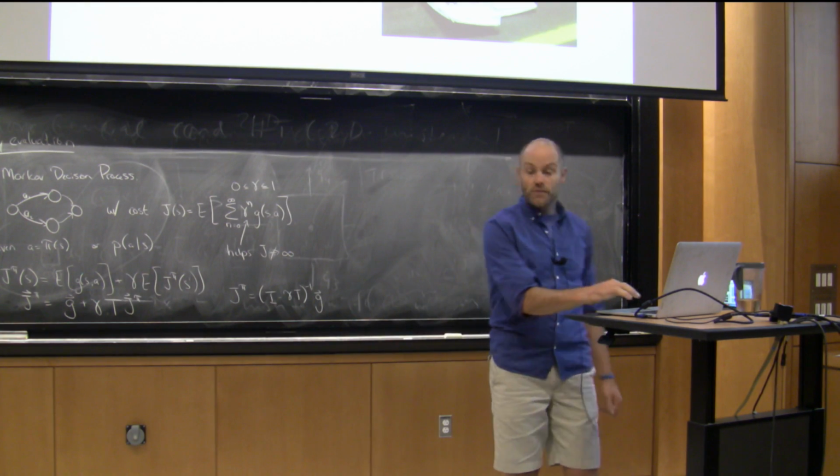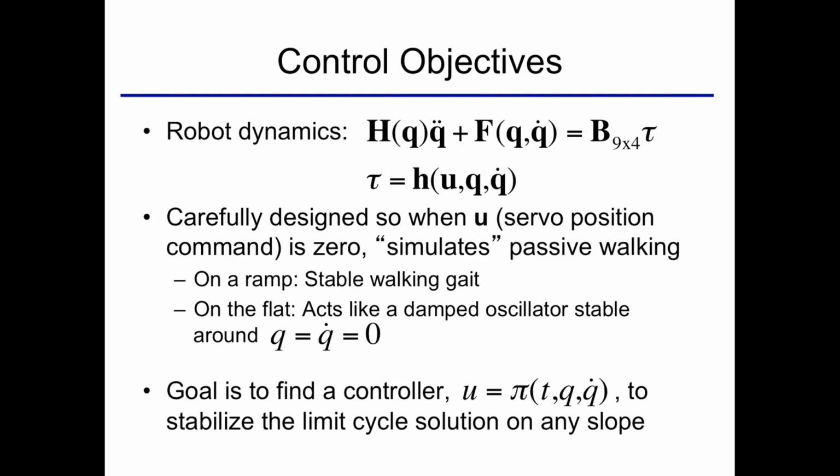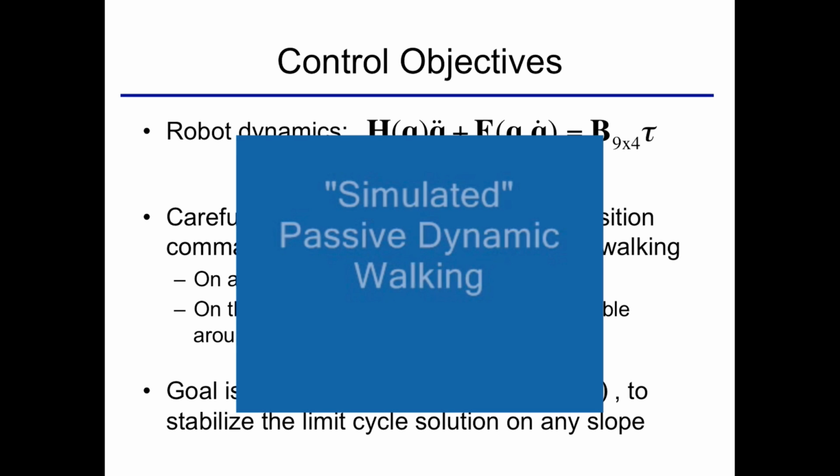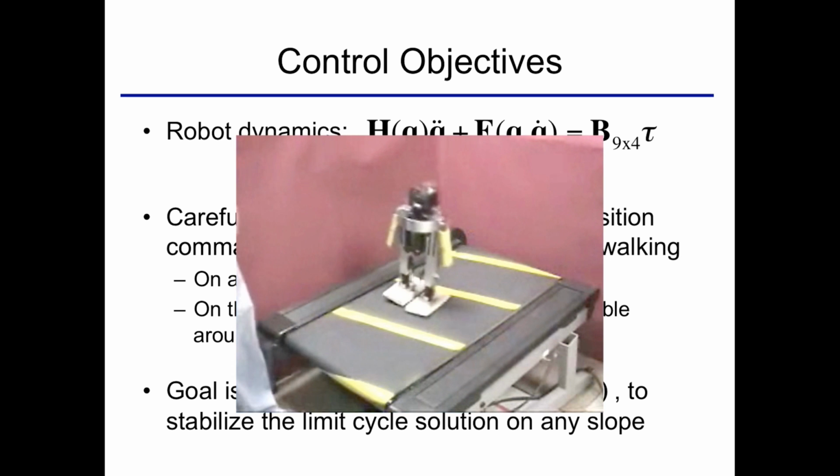In total, 9 degrees of freedom, 4 actuators. Okay, the dynamics are, I used H back then, but otherwise pretty much the same, right? And the key idea was that on a ramp, it's a stable walking gait with no control. And on the flat, it acted like a damped oscillator, so pretty benign dynamics that would run out of energy and stand still. And the goal was to find a controller to stabilize the nominal limit cycle on any slope. This is with the actuators doing no work.